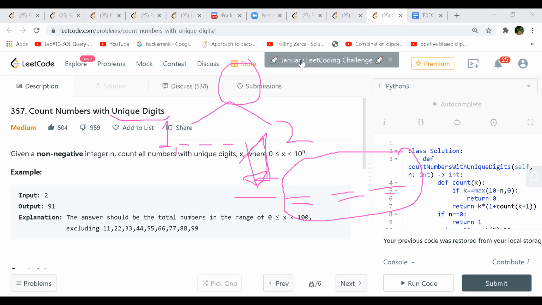Did you follow? Wait, am I getting this wrong? So what we are doing, I think her process is also correct, right? Input says 2, that means the size is 2. Or the addition of the 2 digits should become 2. Oh, no, I get it. No, not addition. Actually, it's a 2-digit number, right? So from 0 to 99. No, I understand.